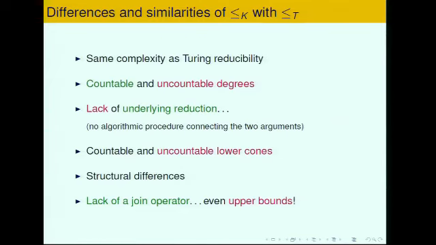Another point is that the K degrees lack a join operator, and this is true for many other weak reducibilities. They even lack upper bounds. You may have 2 degrees such that no degree is above both of them. So if 2 degrees are random relative to each other, there is nothing above both of them.